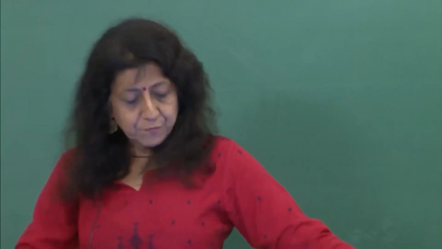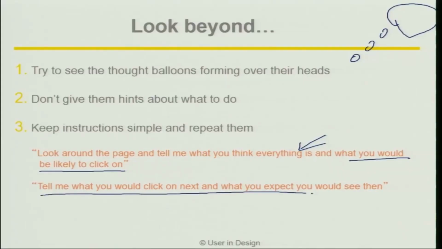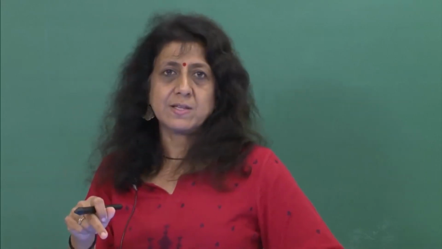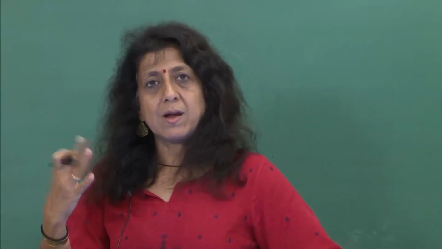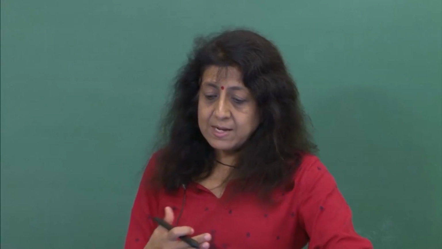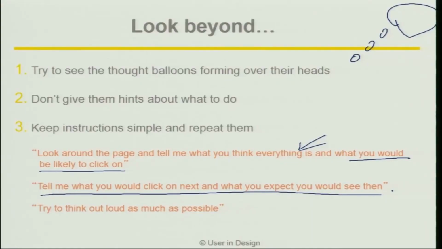And before you move them to the next screen, if they tell you, I would click on so and so, ask them, what do you then expect to see? Before you show them, okay? Before you show them, ask them, what would you expect to see when you click this? Then you get a clarity of their mental model. And once they have told you what they expect to see, then you show it to them, and then tell them, is this what you expected to see? Okay, so it confirms both of those things.